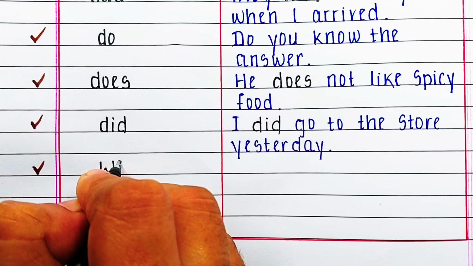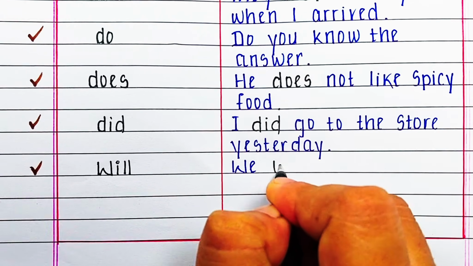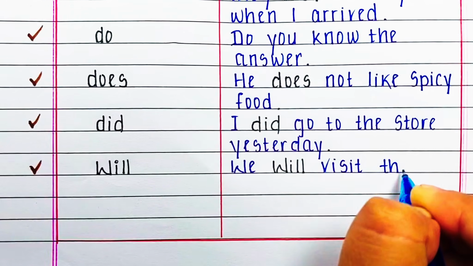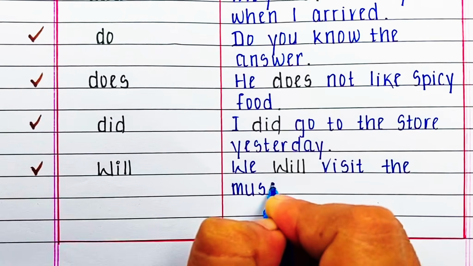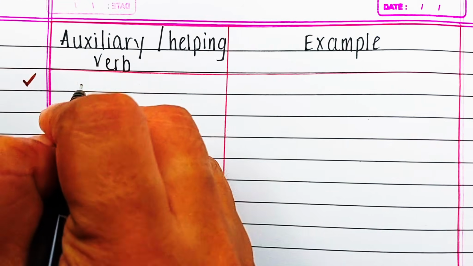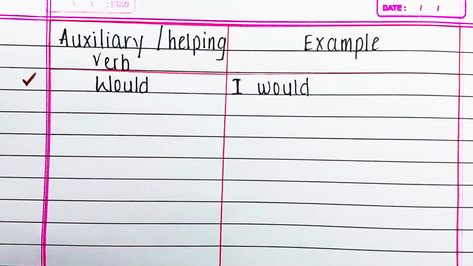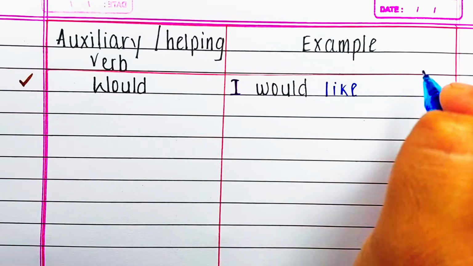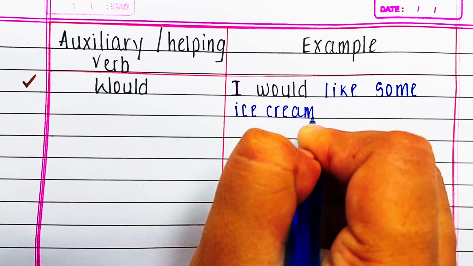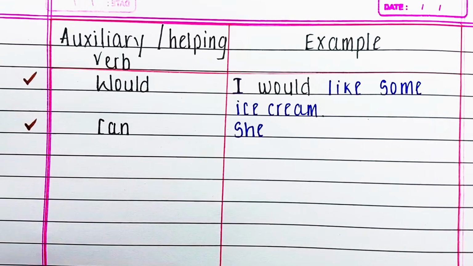Next, did. Example, I did go to the store yesterday. Here, did is the helping verb and go is the main verb. Next, will. Example, we will visit the museum tomorrow. Here, will is the helping verb and visit is the main verb.